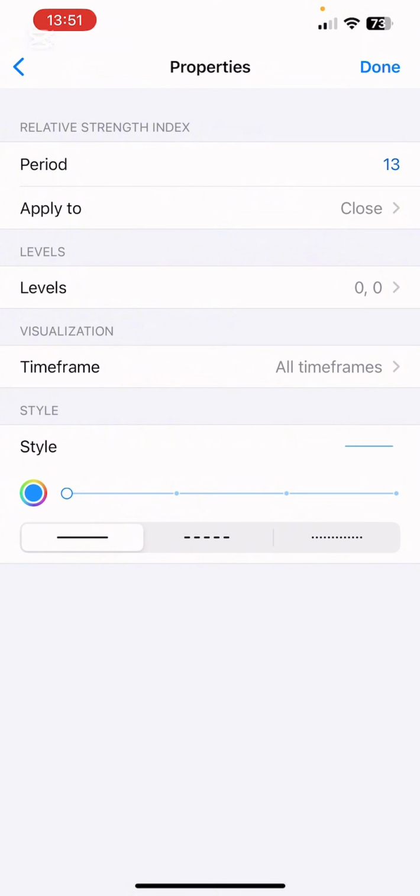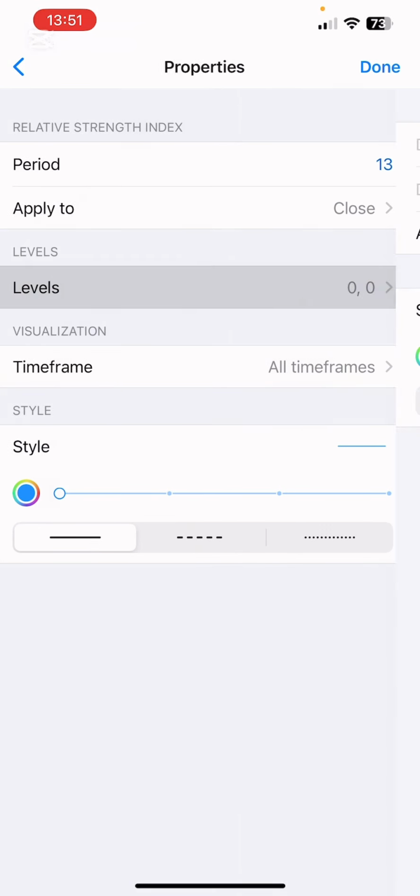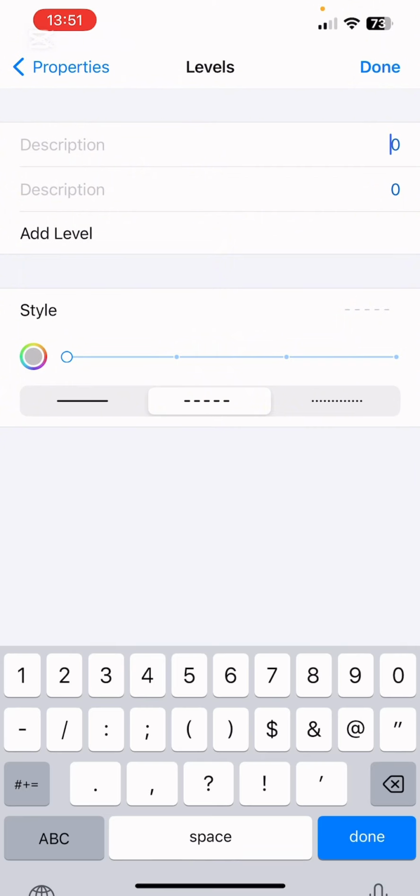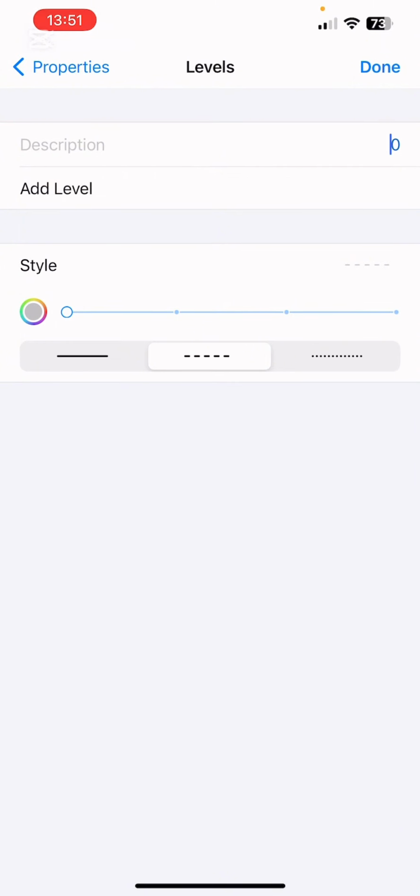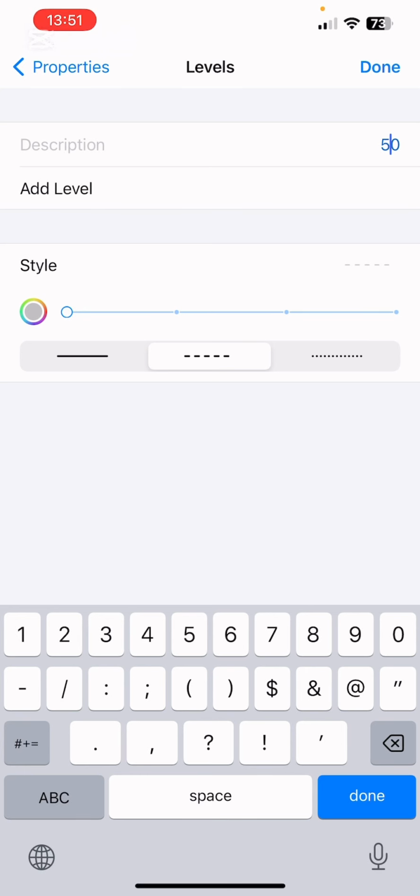You are going to put these digits. Make sure they are just the same as the ones I'm going to use here. The period is going to be 13. Apply to is going to be close. Then you come to the level. The level we want to put is 50. You can delete this, then we put 50. The level is 50.